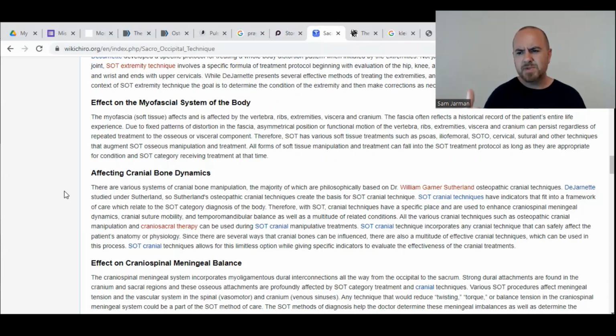There's something here as well, just above, effect on the myofascial system of the body. The myofascia, soft tissue, affects and is affected by the vertebrae, ribs, extremities, viscera, and cranium. Well, if they're all connected in the same person, no duh, right? The simplest place to go is find the restriction. Don't worry so much about the specific structure.